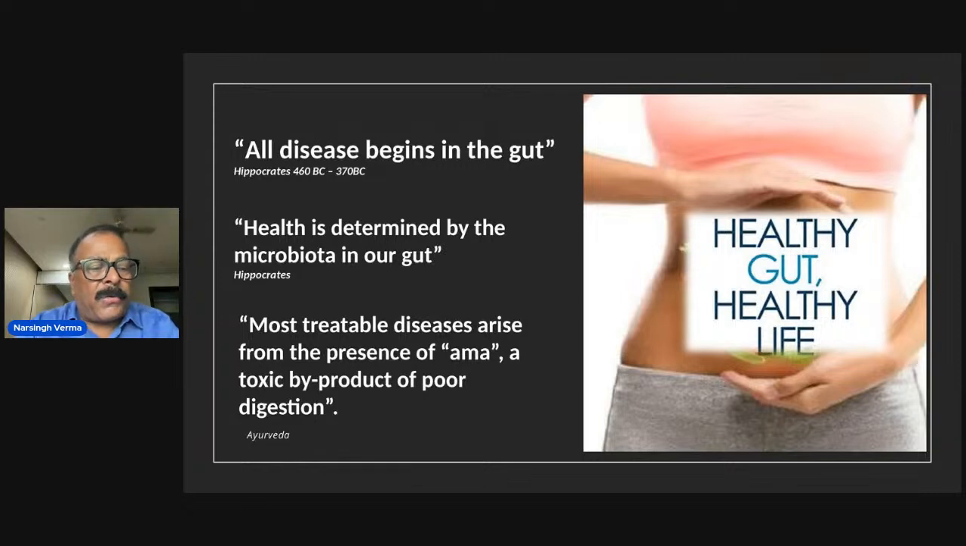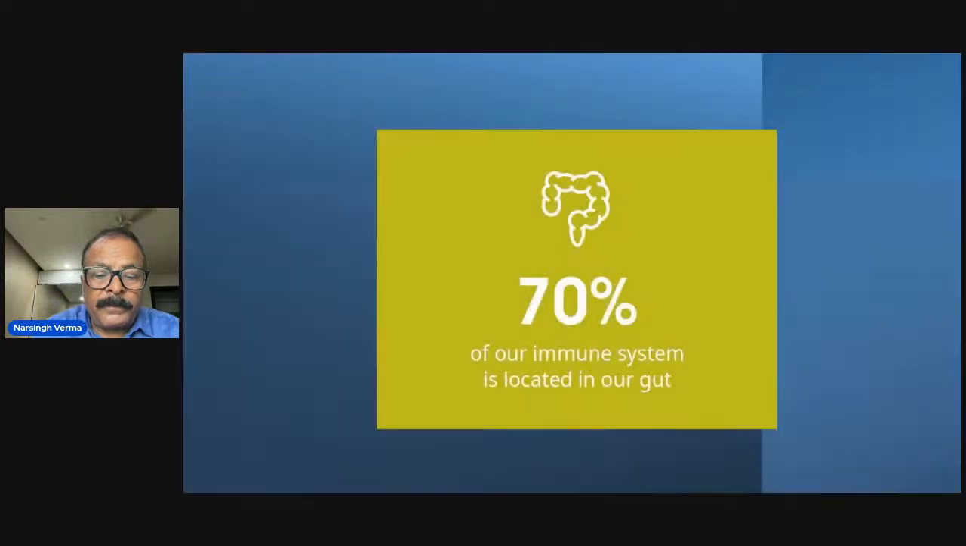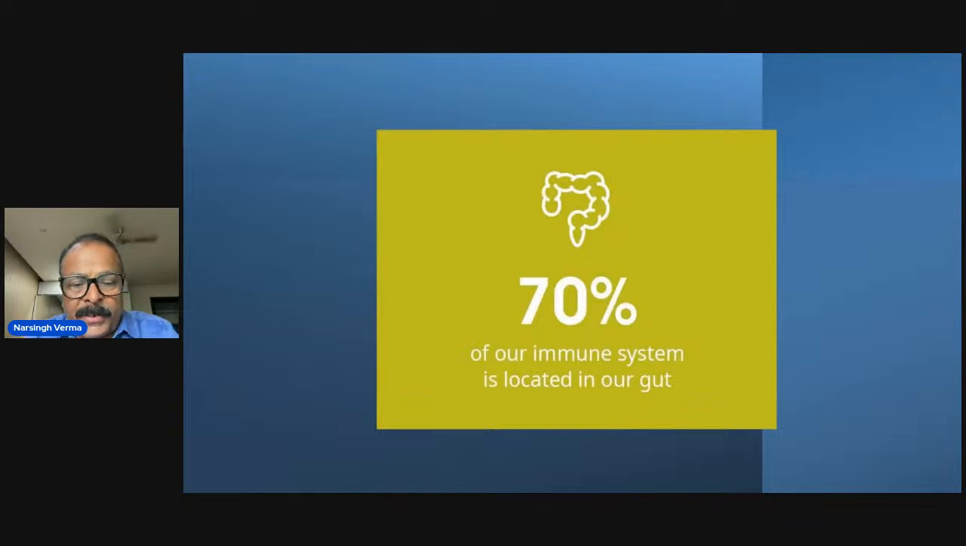And we are also interested to know about treatable disease. About untreatable disease, we are not interested because we can't do anything. So, if we are able to do anything, it is the diseases which are born out of the toxic substances which are byproducts of poor digestion. 70% of our immune system is located in our gut. So again, for the immune system, the gut is important. So most of our immunity arises out of the gut.